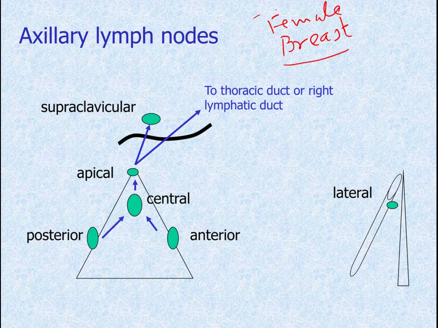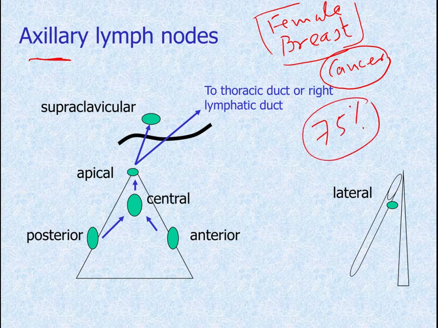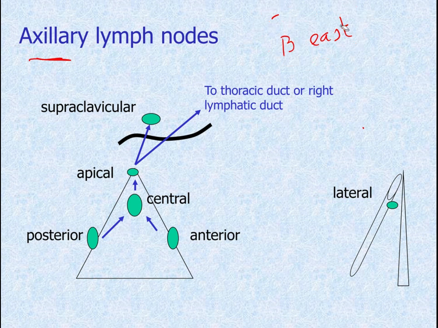Especially the female breast, because the female breast is a very common site for cancer, breast cancer. And when there is breast cancer, you can detect that with enlargement of lymph nodes in the axillary region, because it is the axillary lymph nodes that mainly drain the breast. About 75% of the lymph of the breast goes into the axillary lymph nodes. For that reason, axillary lymph nodes are so important. There are five groups of axillary lymph nodes, and you should know the names of these five groups. You can see them here. You have a central group, anterior and posterior groups, an apical group and a lateral group. So details of this again for a later time.